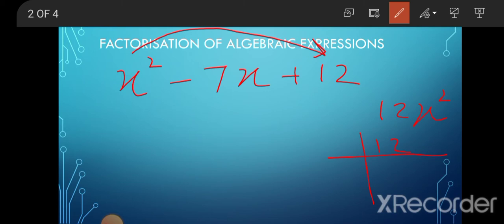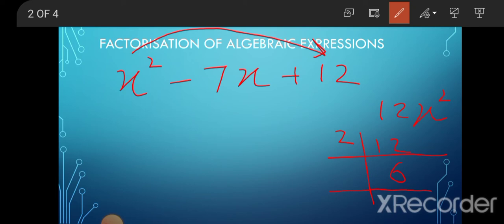So let's start by dividing this number 12 by 2. 2 times 6 is 12. Now just compare: if we add or subtract 2 and 6, are we going to get the middle term? In this case the answer is no, because 2 plus 6 is 8, 2 minus 6 is minus 4, or 6 minus 2 is 4. So we are not getting the middle term of this algebraic expression, which is minus 7x. So we will continue further.